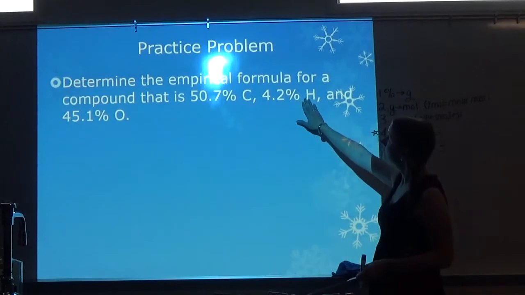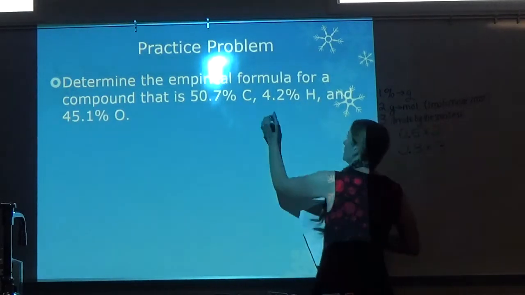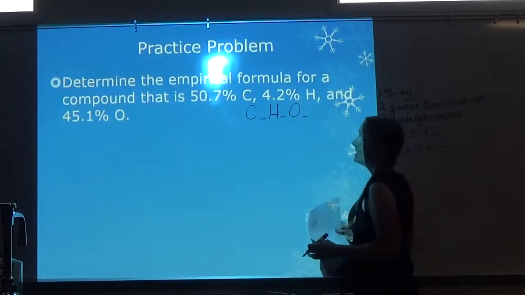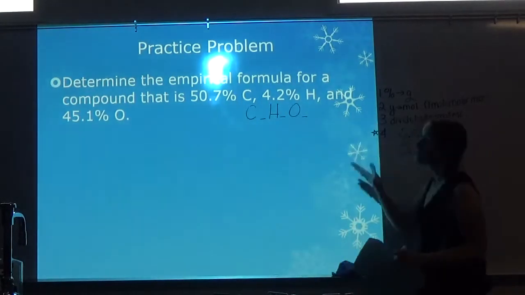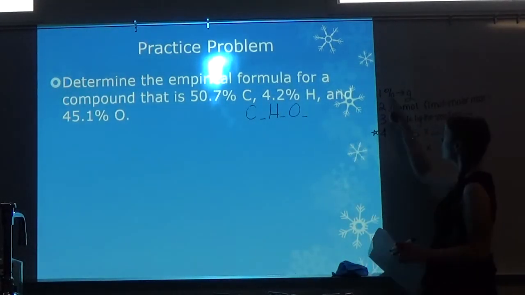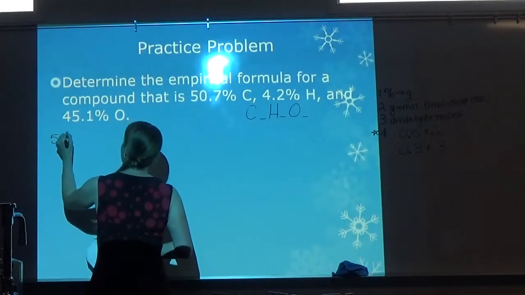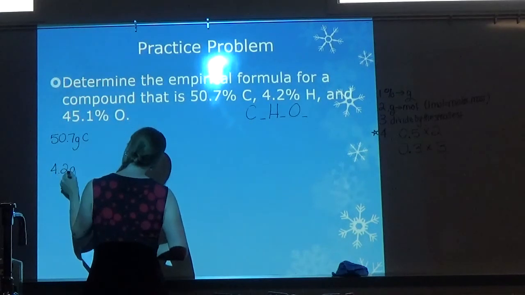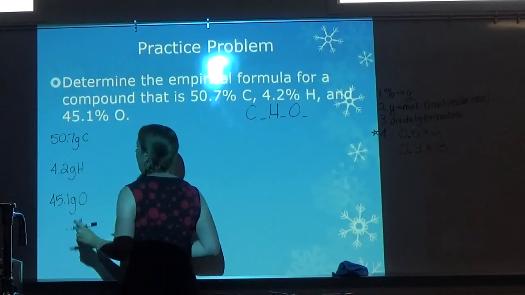So it says determine the empirical formula for this compound. I can see it has C, H, and O. So again, I'm going to have C something, H something, O something. I need to figure out what those subscripts are. I gave you percentages, so our first step is we're going to assume there's 100 grams total, and I'm going to change my percent to grams. So I have 50.7 grams of carbon, 4.2 grams of hydrogen, and 45.1 grams of oxygen.